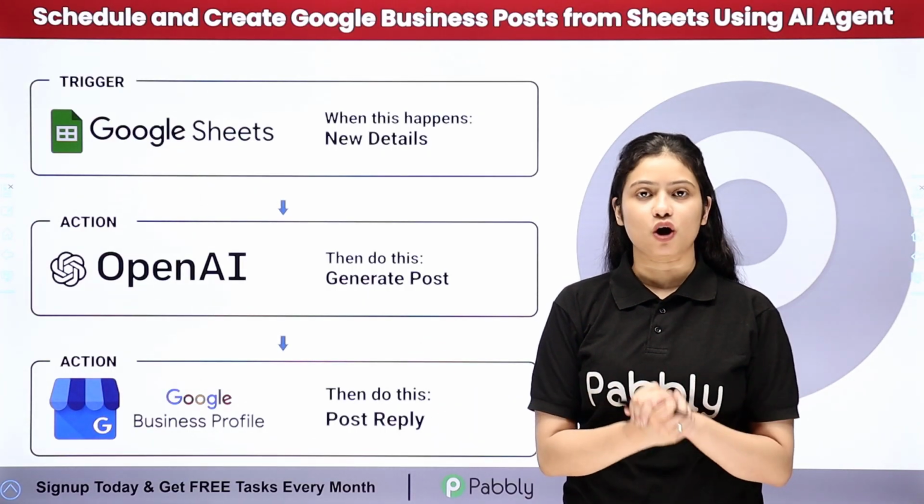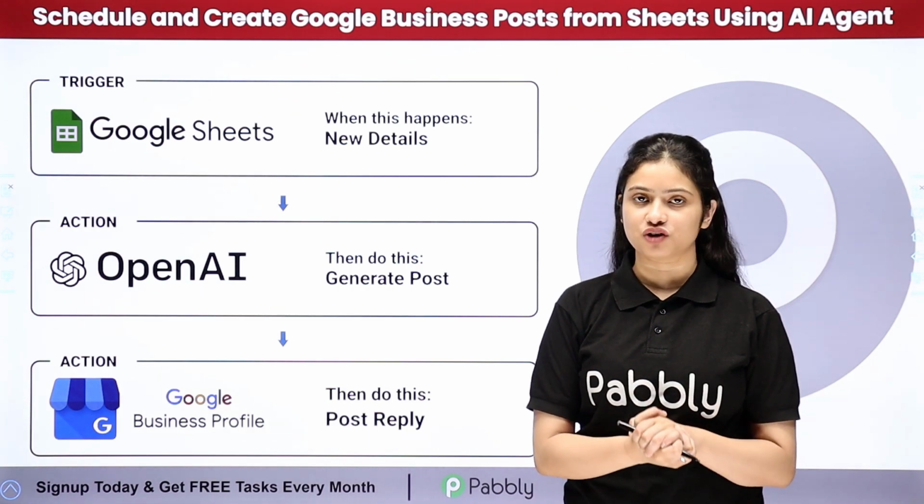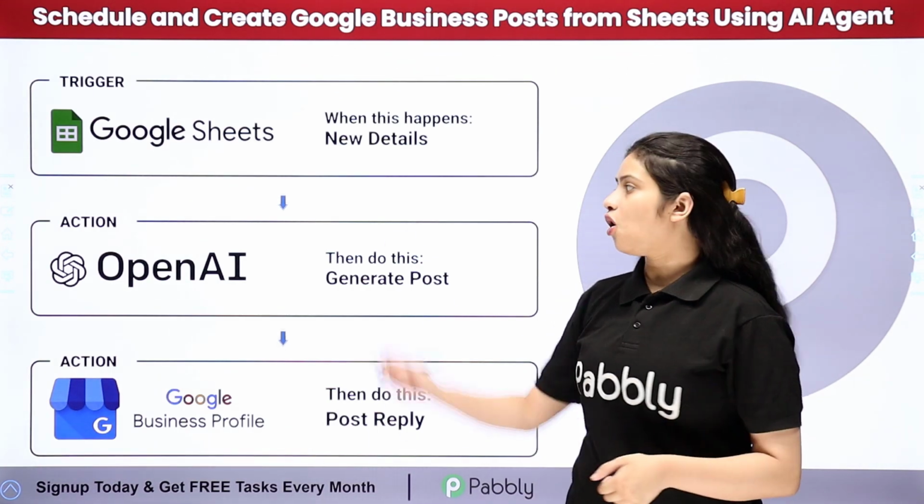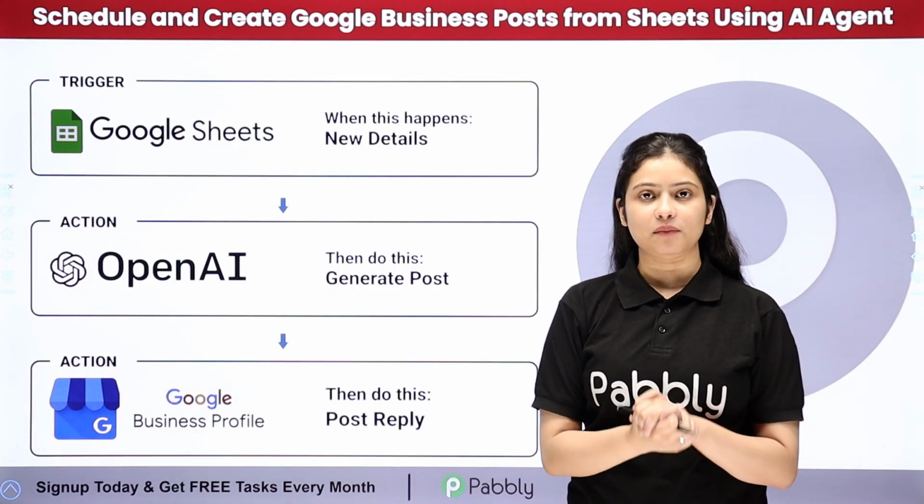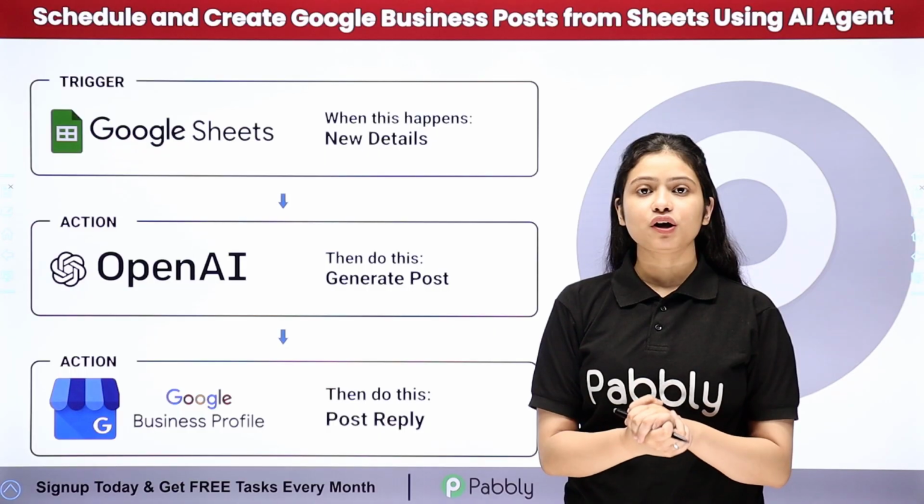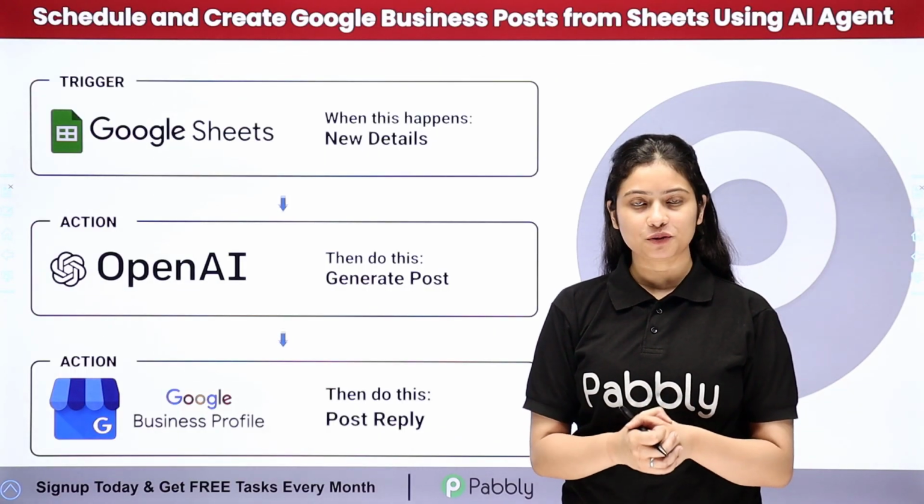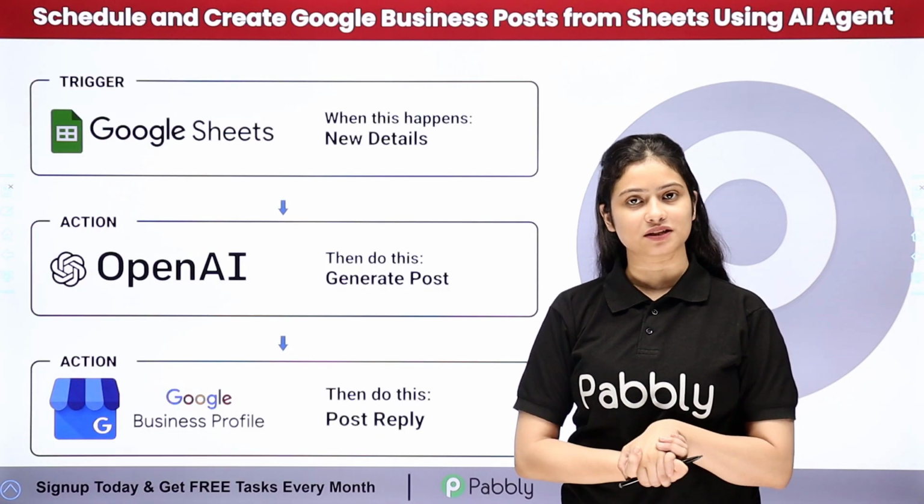To automate this entire long process, I'm not going to use any coding and programming skills. I will be simply connecting all these applications along with my OpenAI, that is my AI agent, with the help of Pabbly Connect, and my work is done. So for your business, if you also want to learn this amazing automation step by step, for that you have to come towards my screen.